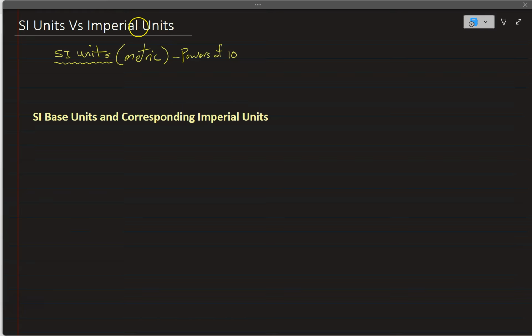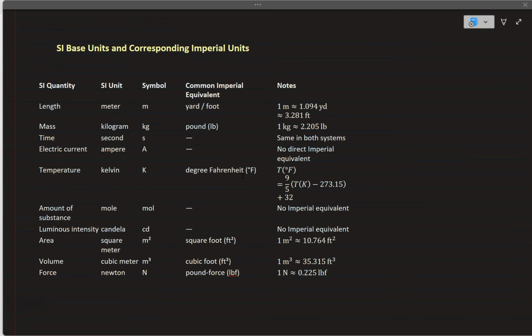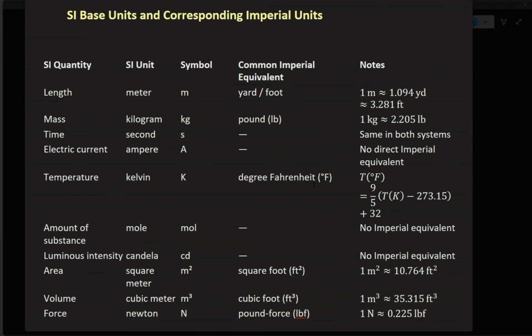Imperial units, or the British system, was originally developed, and there are a couple of 2, 3, or 4 countries in the world that still use it in a regular lifestyle way. But in a scientific way, we don't use them. We use only metric. All right, let's look at the SI base units and corresponding imperial units now. I created this table, and you can see that there are about 7 that are basic.